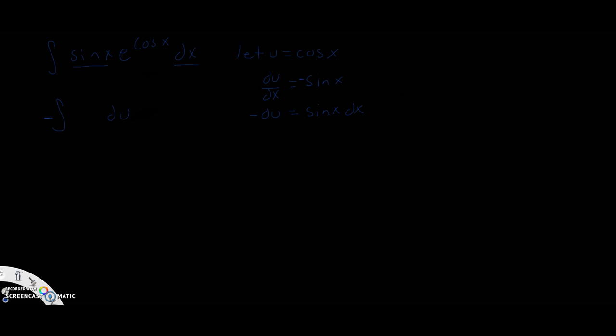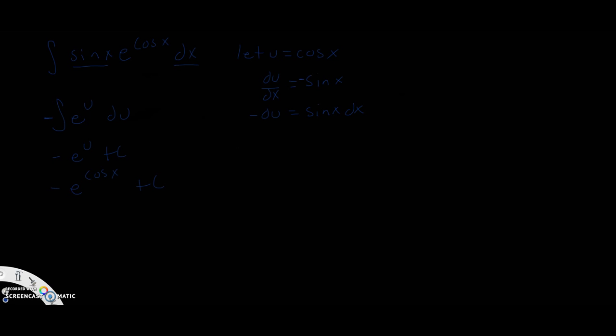And now instead of saying e to the cosine x, I could say e to the u. So the antiderivative of this is going to be negative e to the u plus c. Now you could plug in and say negative e to the cosine x plus c. Now let's see if that makes sense. The derivative of negative e to the cosine x is negative e to the cosine x. The derivative of cosine x is negative sine x. So negative times a negative is a positive, and it will give us what we have up there.